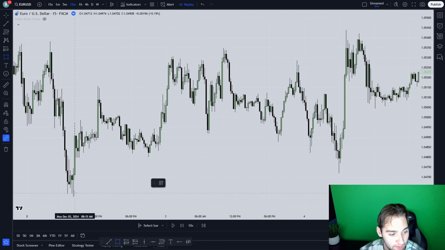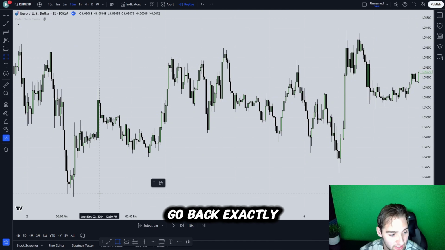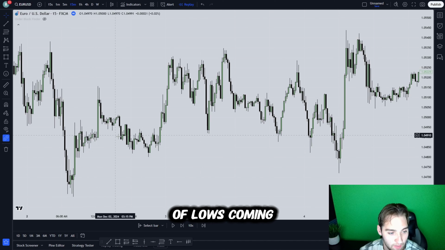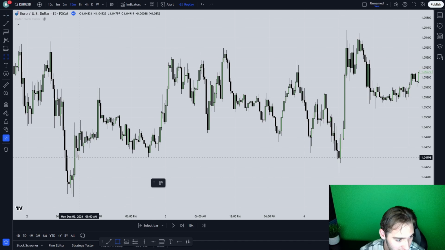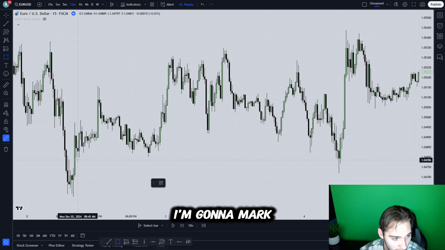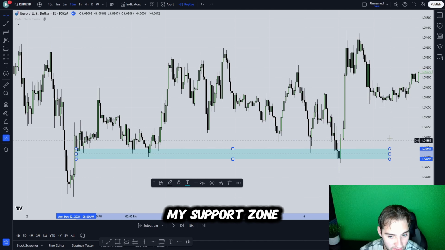If you did say the support was right here, you are correct, because look at right here, there are some equal lows, sure, but price doesn't come in the future and go back to exactly where this area is. We want to look for a lot of lows coming in there. Okay, so as you can see, we got a low here, we got a low here, here, here. Okay, I'm going to mark out this area. This will be my support zone.